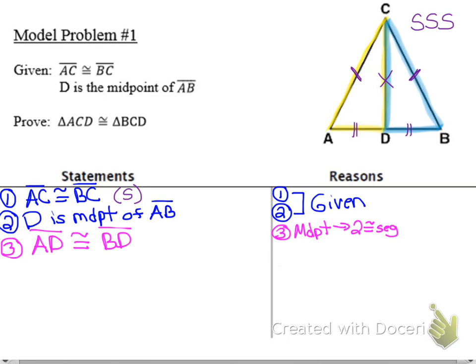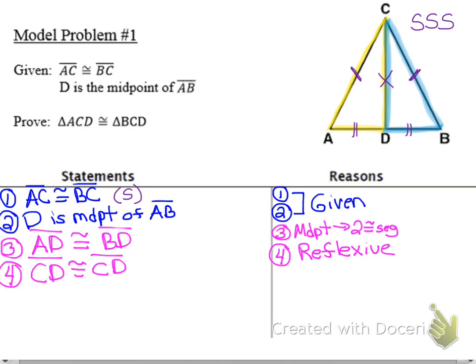Now I want to go to the fact where my third pair of congruent sides is the fact that CD is congruent to CD. That reason is going to be reflexive. Any segment or any angle is congruent to itself. I also want to make sure I mark steps 3 and 4 with an S, so I know it's my second and third pair of congruent sides.